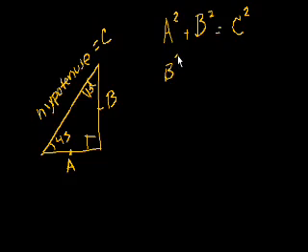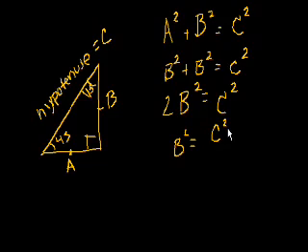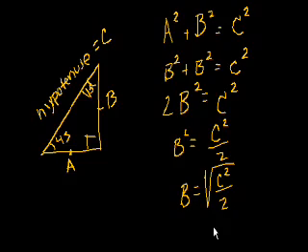So we could say B squared plus B squared is equal to C squared, or 2B squared is equal to C squared, or B squared is equal to C squared over 2, or B is equal to the square root of C squared over 2, which is equal to C, because we just take the square root of the numerator and the square root of the denominator, C over the square root of 2.